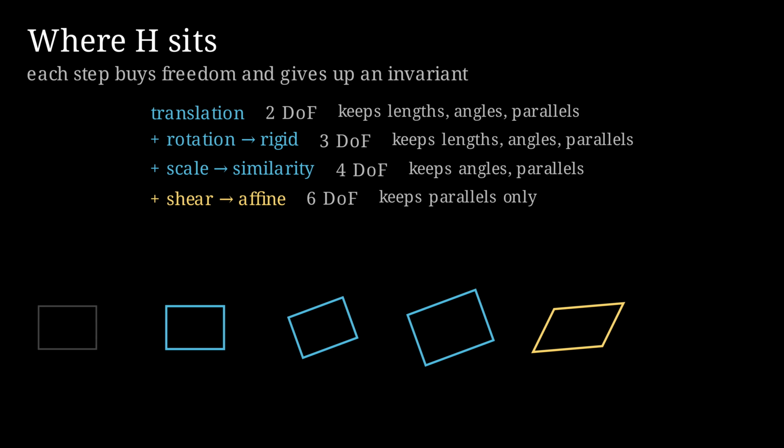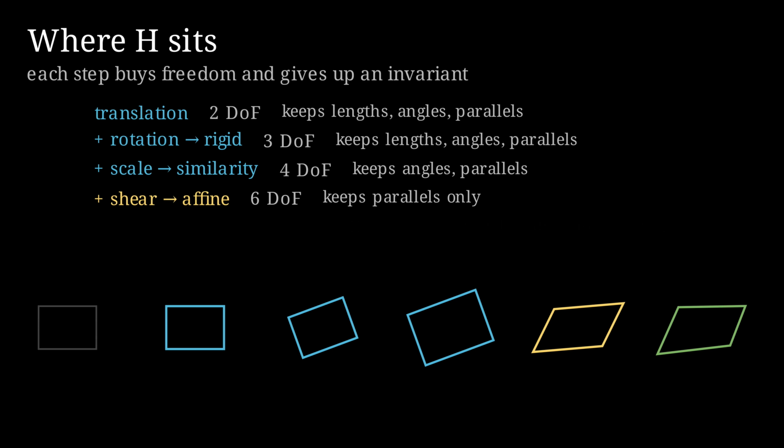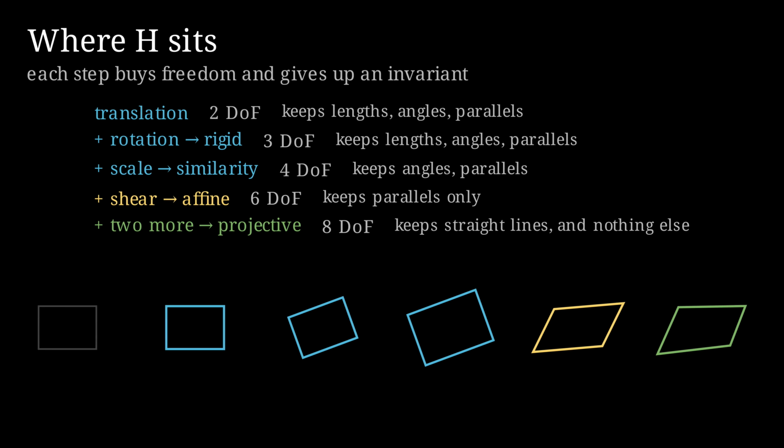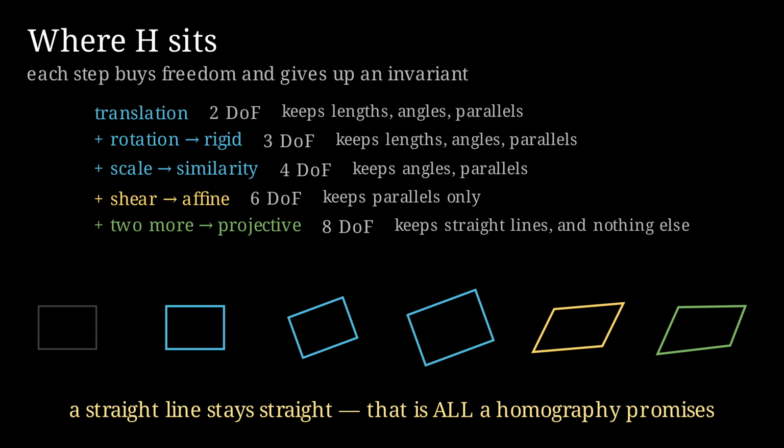Add a shear and you have an affine transform, 6 degrees of freedom, and now angles are gone too. What's left is that parallel lines stay parallel. And then you add 2 more numbers. The bottom row of the matrix stops being 0, 0, 1, and parallel lines stop being parallel. That's a projective transform, a homography, and it has 8 degrees of freedom. Look at what survives all the way down. A straight line stays straight. That is the only promise a homography makes. Everything else, length, angle, parallelism, has been given away in exchange for degrees of freedom.